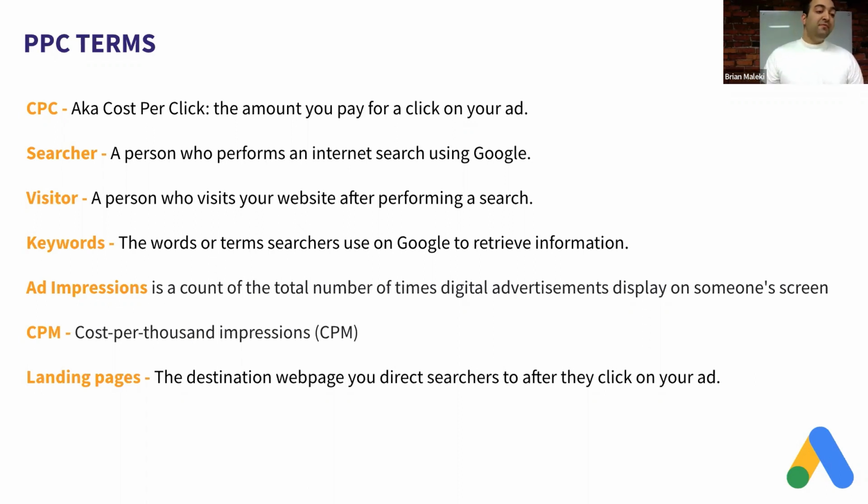And CPM, we call it cost per 1,000 impressions. It's very important to know how much you are paying Google for getting 1,000 impressions. Okay, let's say 1,000 times your ad has been seen, how much you are paying for CPM.